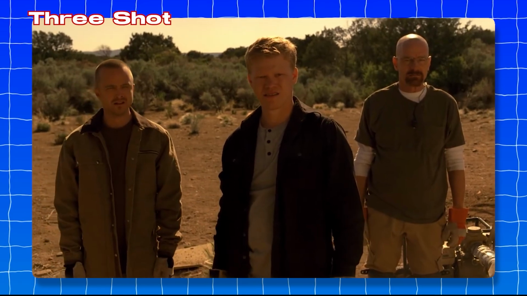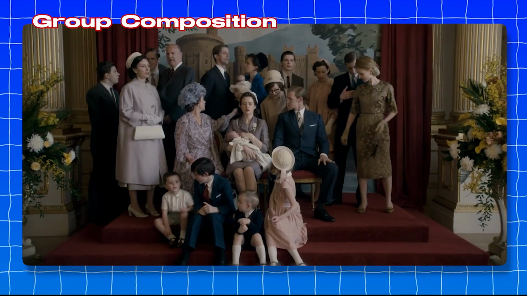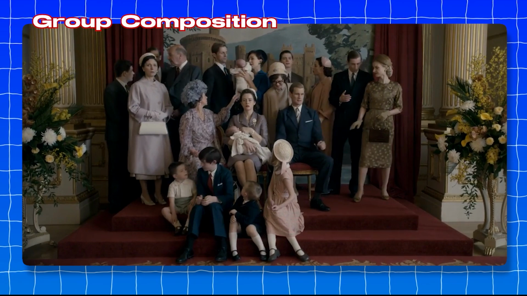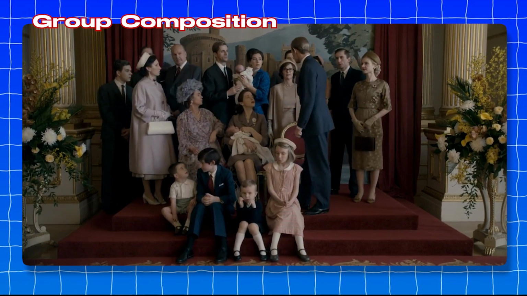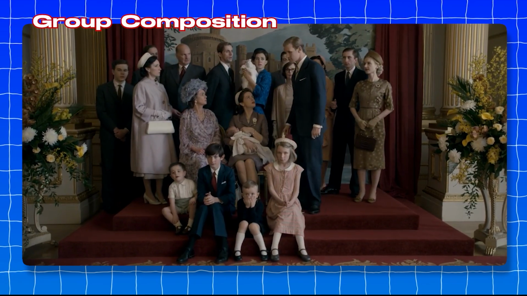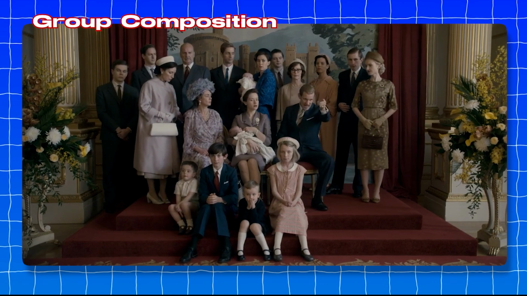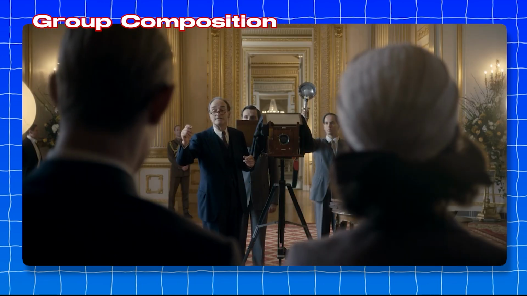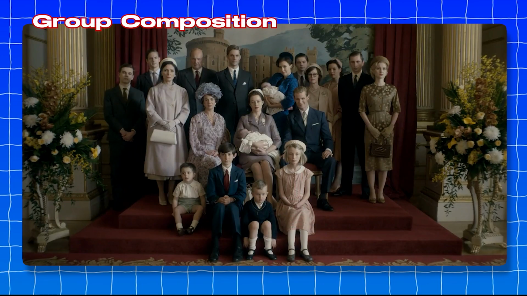Group composition. Fitting an entire ensemble into a single frame without it turning into visual soup. Directors stagger height, depth, and eyeline to keep every face readable. Think of any war room scene or ensemble team shot.